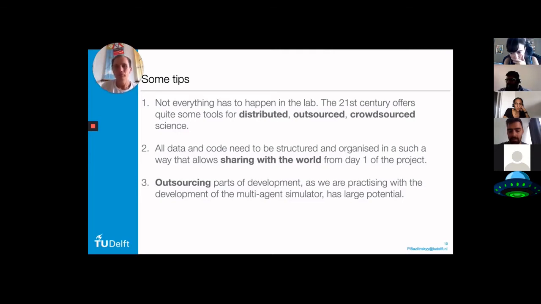And all data, as I said, needs to be organized in such a way that it can be shared from day one. It also helps a lot with your own structure of things and with your own organization.